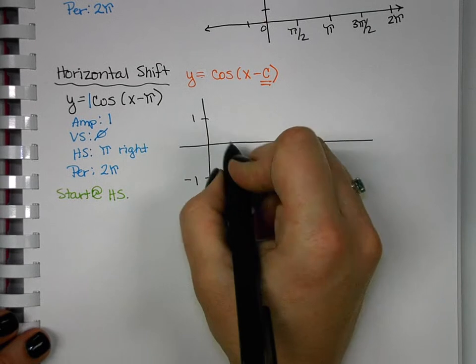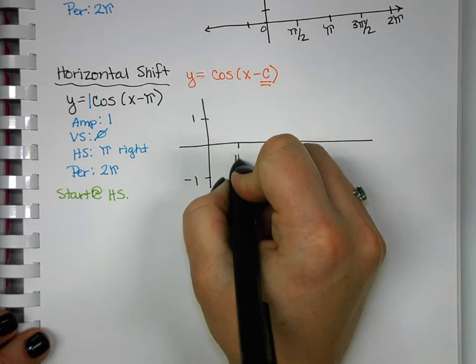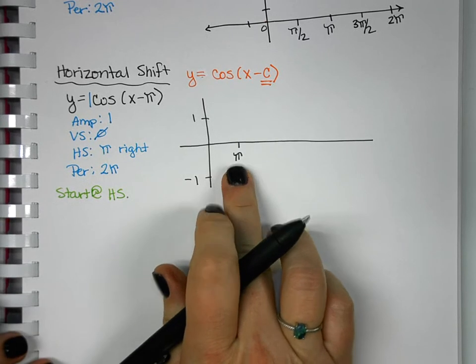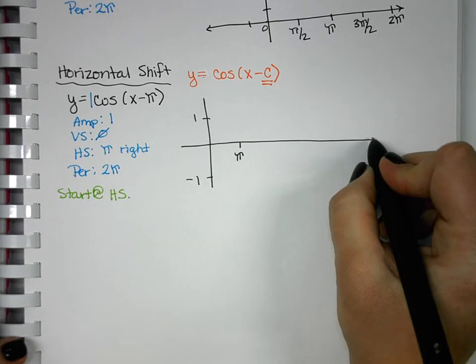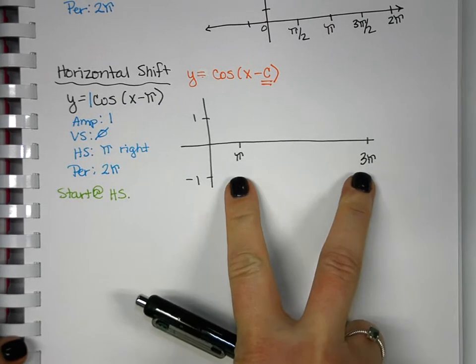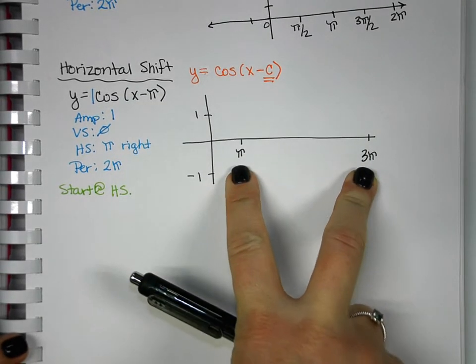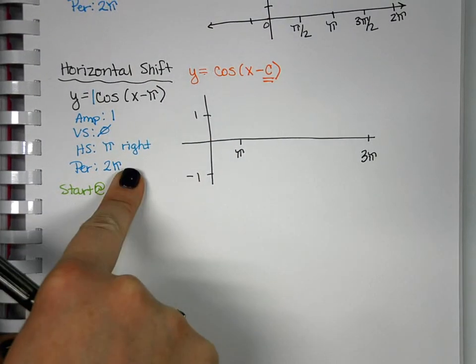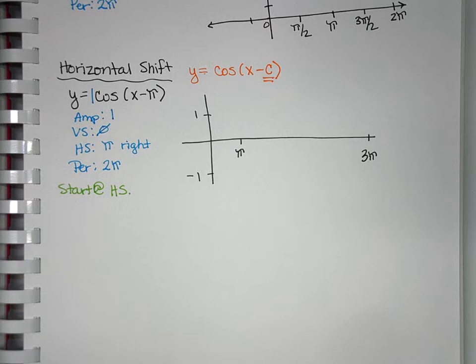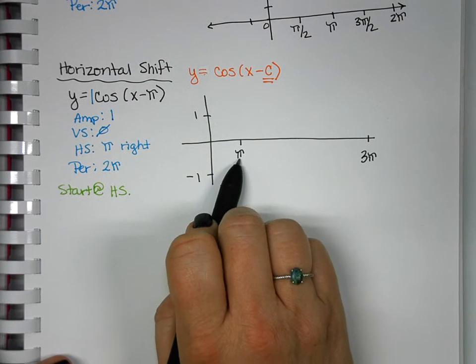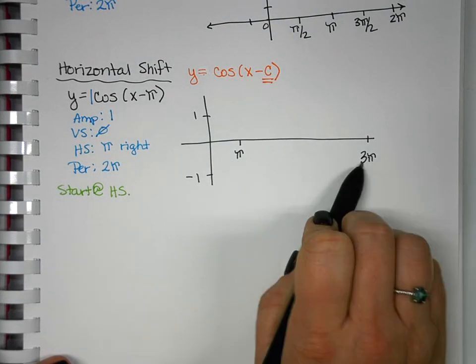So I'll mark my pi, and then I'm going to add 2 pi to my starting point. So pi, I'm going to add 2 pi, which gives me 3 pi. So my graph is going to be from pi to 3 pi. If you wanted to keep it around the origin, you could subtract 2 pi and go that way. They're the same thing, they're just different intervals of the same graph. So then from here, we would start at pi and end at 3 pi.